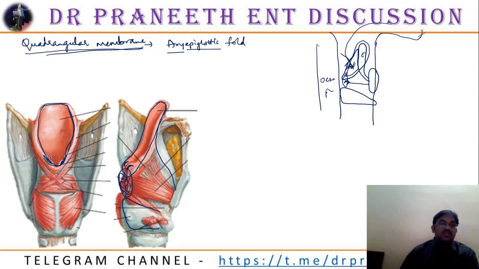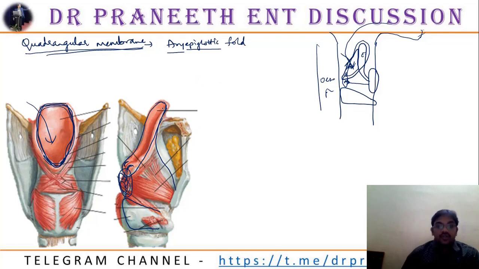That's why it is the pre-epiglottic fold. And through this you enter your larynx inlet. This is the laryngeal inlet. The laryngeal inlet is formed by the superior surface of the pre-epiglottic fold. Okay, right. So now coming to this false vocal cord.